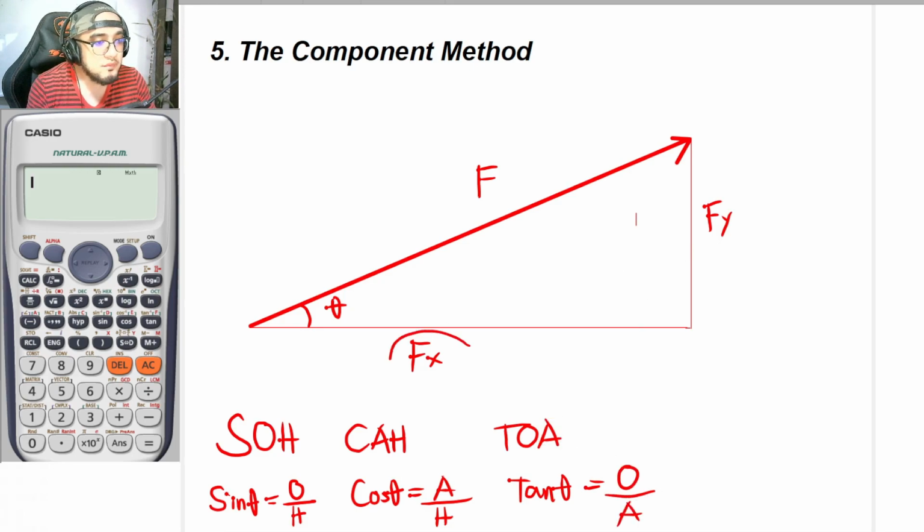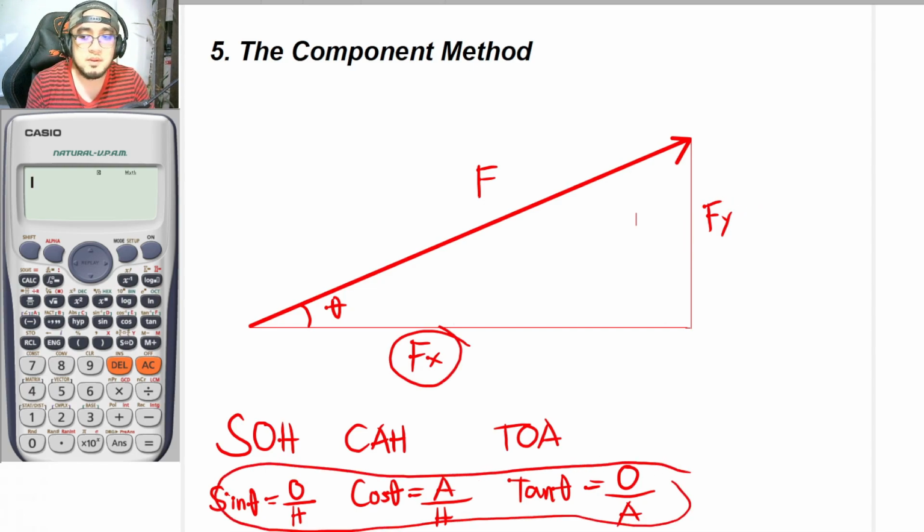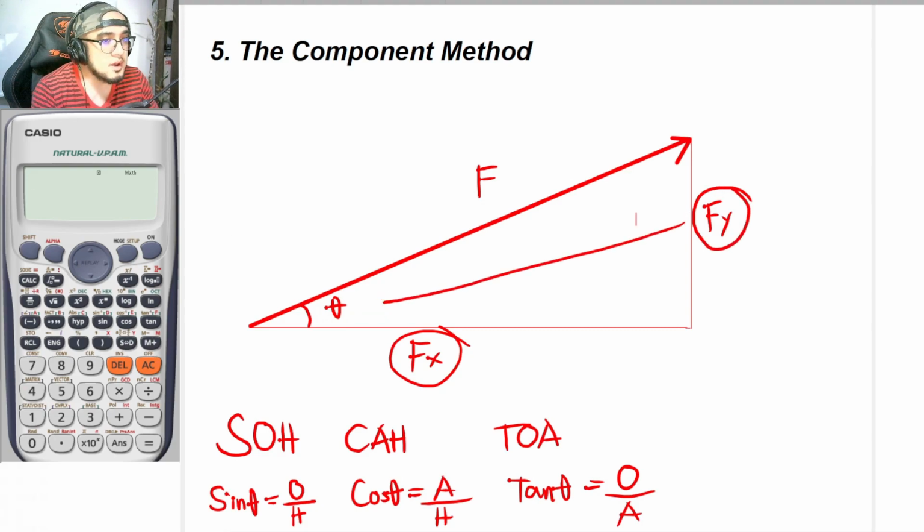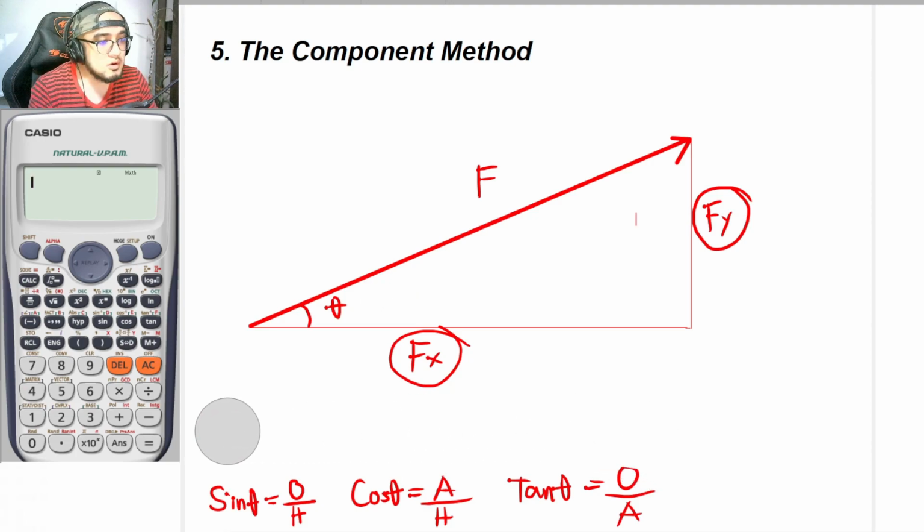So we can solve for Fx and Fy using these trigonometric functions. As you can see, in this particular triangle our hypotenuse is equal to F. If this is your hypotenuse and this is your angle, Fx is the adjacent one. So Fx is the one adjacent to your theta, and Fy is the one opposite to your angle theta.